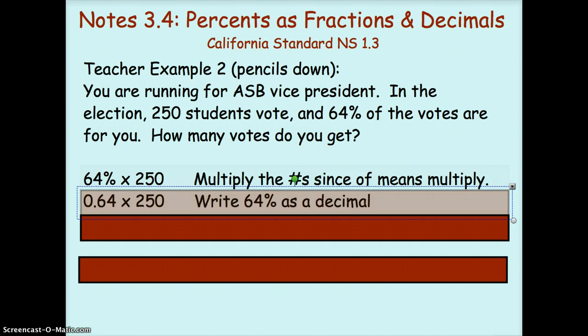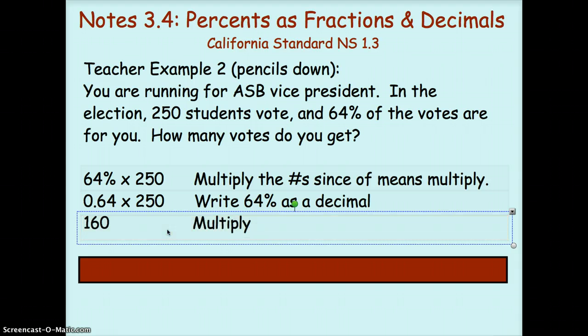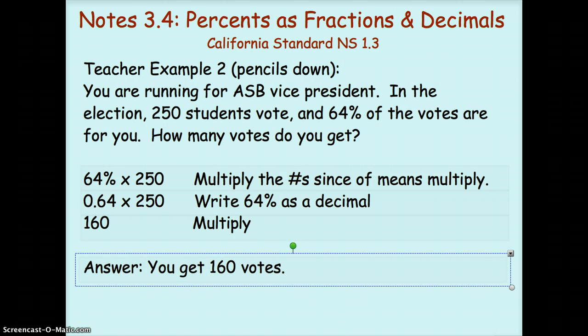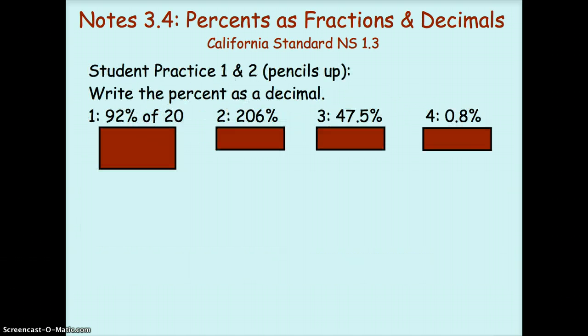I need to turn my percent into a decimal: 64 hundredths. Multiply my numbers together, and I end up with 160. This is a word problem, so of course I need words in my answer: 160 votes. Okay, why don't you go ahead and try a few of these on your own. Be careful with number 1. We do have that "of" in there, so we know we're doing multiplication as well. Go ahead and try them out. Press play when you're ready to begin.